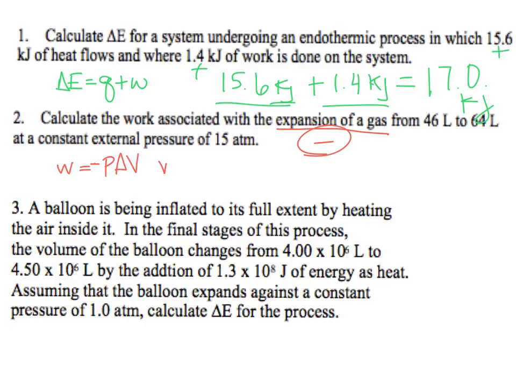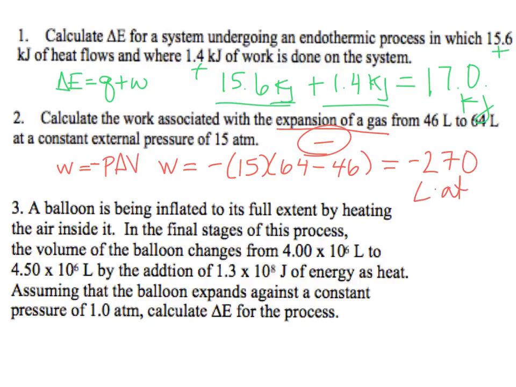So I'm solving for work. Let's see, and my negative P is 15 atm. My final volume is 64 liters. My initial volume is 46 liters. When I do the magic math really quickly, because I already did it ahead of time, I get negative 270 liter atmospheres. So that is calculated work. It came out negative, which means we did it right.